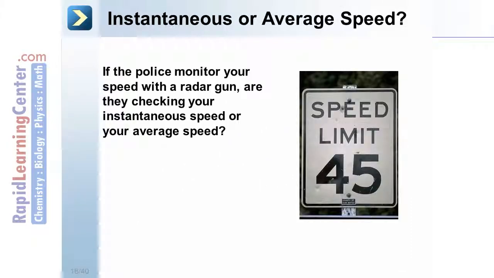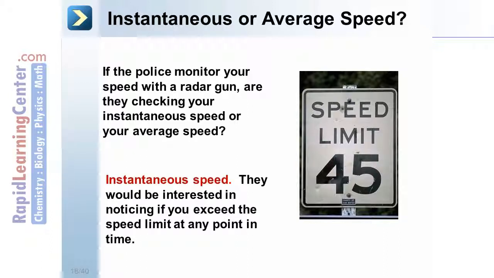If the police monitor your speed with a radar gun, are they checking your instantaneous speed or your average speed? They're looking at your instantaneous speed. They would be interested in noticing if you exceed the speed limit at any particular point in time as they monitor you with the radar gun.